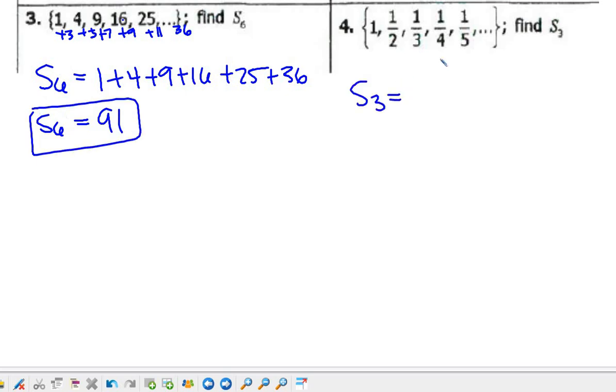So S sub 3, we have the first three terms, 1 plus 1/2 plus 1/3. So S sub 3 is 11/6.